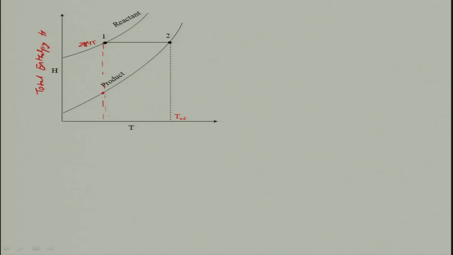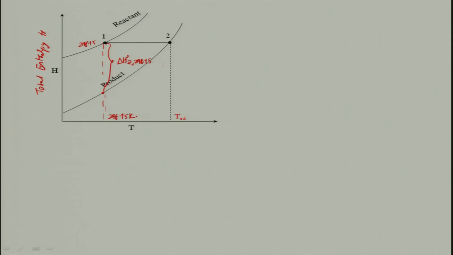This is basically 298.15 Kelvin. What would this be? This is what I will call the heat of reaction at 298.15. This amount of heat, because that corresponds to standard pressure and temperature, and this heat will be utilized to bring this product to the adiabatic temperature.